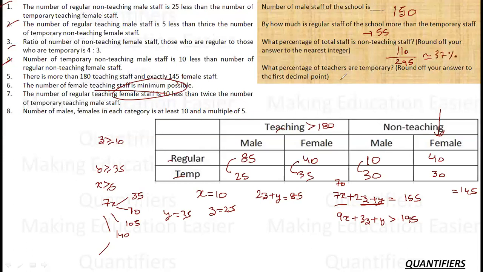The last question. What percentage of teachers are temporary? The teachers which are temporary. So total teachers are 185, and the temporary among them are 60. So 60 out of 185, the value is somewhere around 32. So this is the required answer. This completes my set. A very good set on how we can optimize again.